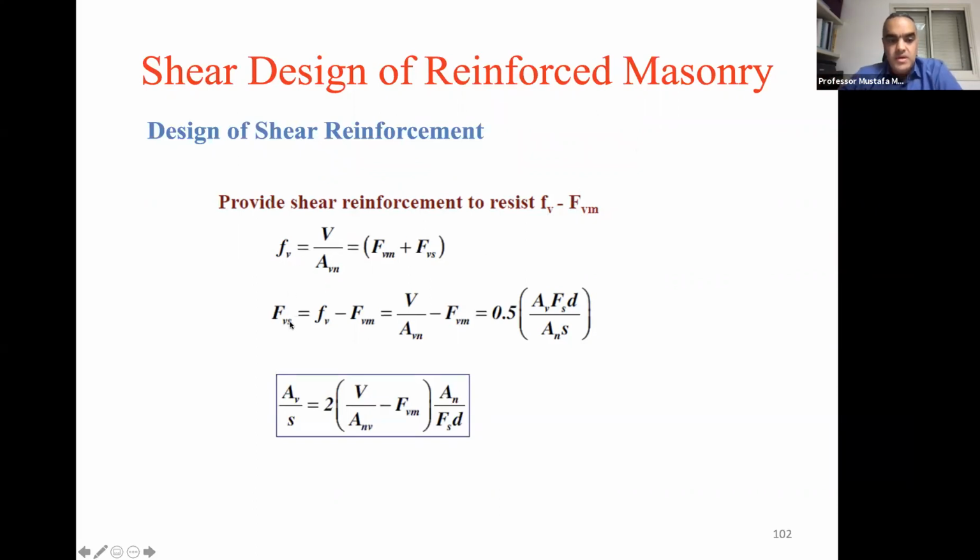So here it is, F sub VS equals F sub V minus F sub VM, then we can find the required area of steel and the spacing, just like concrete. We say the rebars need to be number 3, then we can find the spacing from this equation. Or we can say we need the spacing to be 16 inches, depending on the size of the block, for example. Then we can determine the rebar area. But typically we set the rebar area and find the spacing, just like concrete.